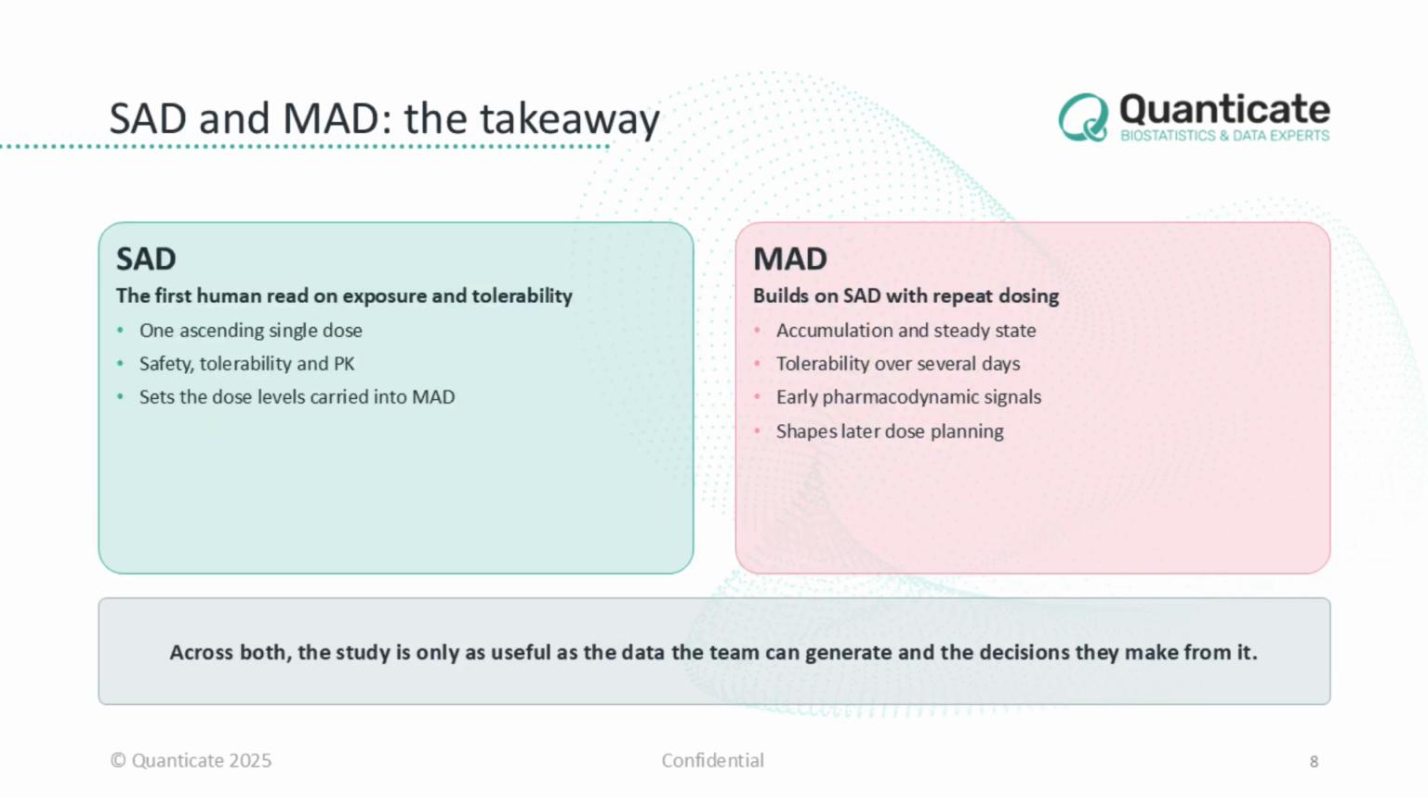SAD gives the first human read on exposure and tolerability, while MAD builds on that by examining repeat dosing, accumulation, and longer patterns of tolerability. Across both, the study is only as useful as the data the team can generate and the decisions they can make from it.